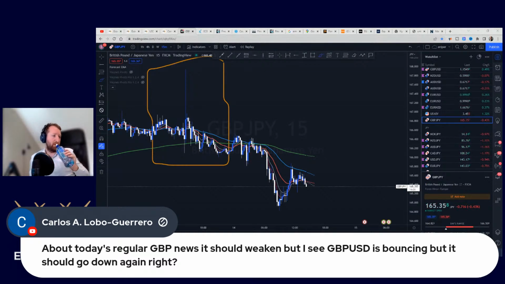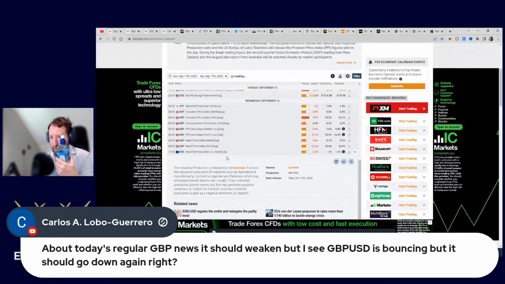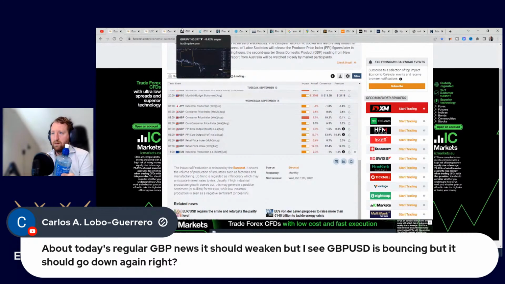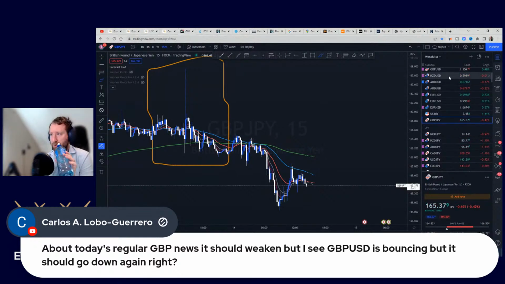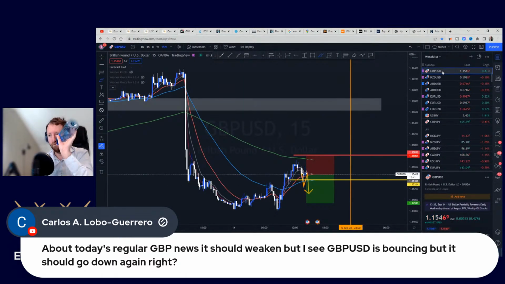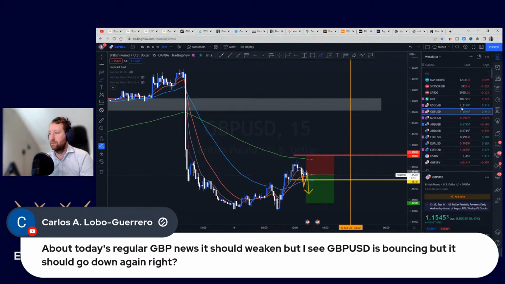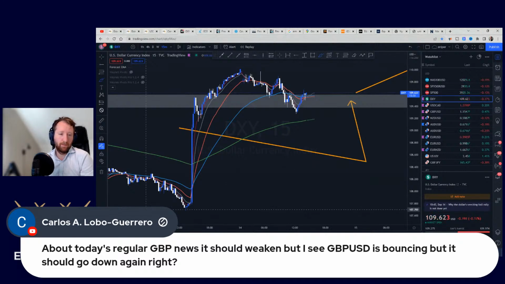About the regular pound news. It should have weakened, but pound dollar is bouncing. But it should go down, right? So the news today was bearish-ish, yeah. In the end, it does. Just wait for America to get online and the dollar to strengthen in the New York session. That's all.